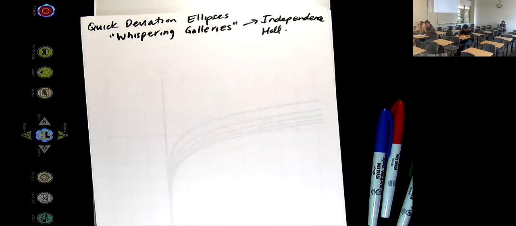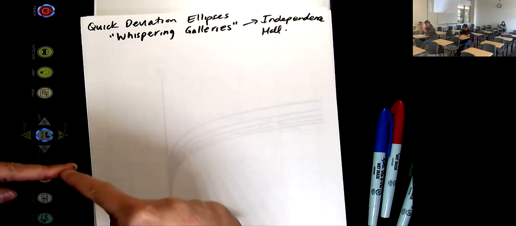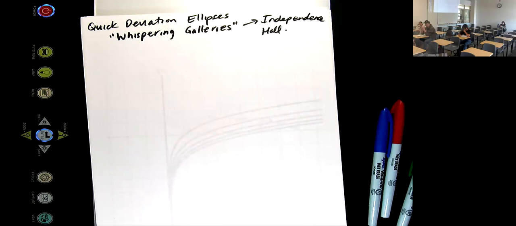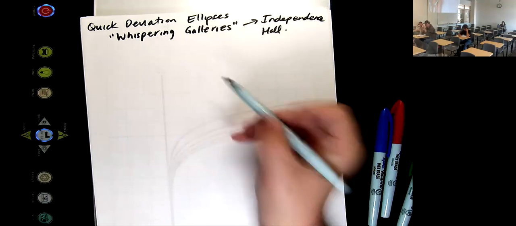And the principle is any sound emitted at one focus, doesn't matter how quiet it is, you can whisper it, shoots out and hits everything on the ellipse, and it all focuses on the other focus. All those sound waves converge and you can perfectly hear the person. Literally, it sounds like regular sound. It's super cool. Look that up.